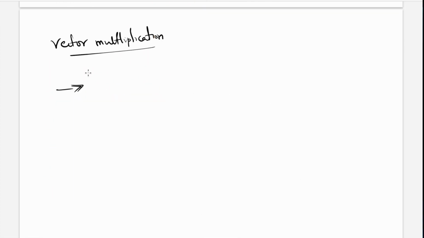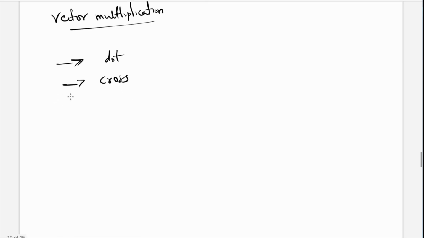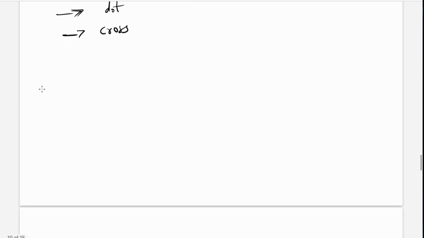So today's last topic is vector multiplication. There are two methods for vector multiplication, which are dot product and the other one is cross product. What do you mean by a dot product? Here we multiply vectors using the dot product. This is called the dot product.